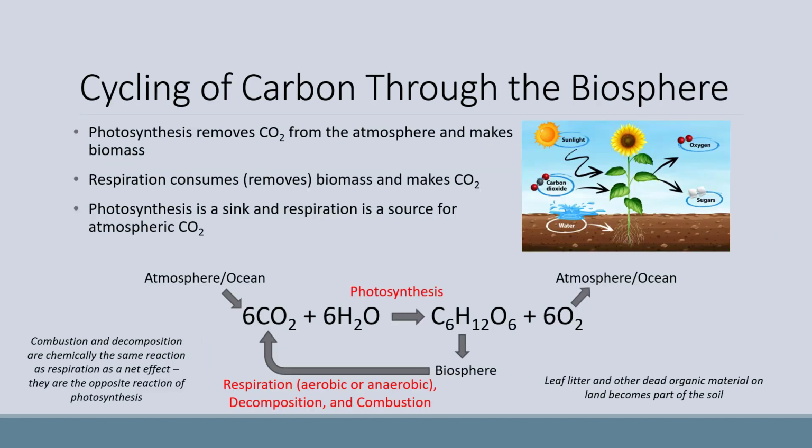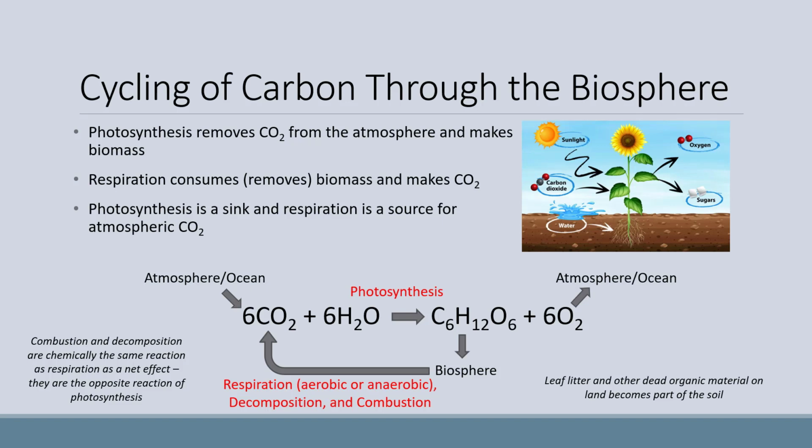Let's talk about the cycling of carbon through the biosphere. Remember that the two main reservoirs are CO2 and biomass, but we will talk about sources and sinks with respect to CO2 in the atmosphere here. Photosynthesis removes CO2 from the atmosphere and makes biomass, so it is a sink for atmospheric CO2. Again, photosynthesis is a sink for atmospheric CO2. Respiration consumes or removes biomass and makes CO2. So respiration is a source for atmospheric CO2.